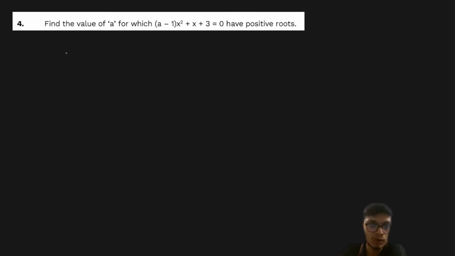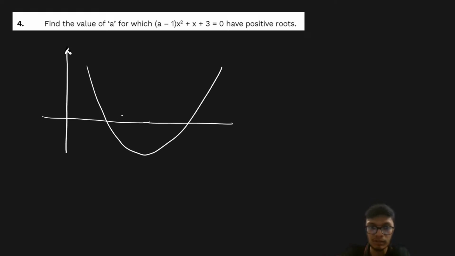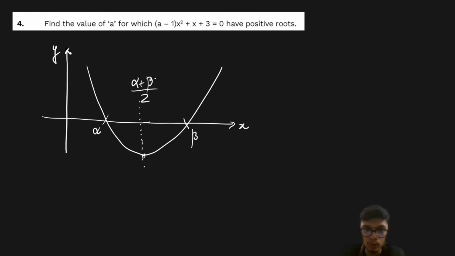If we have any quadratic equation, the graph of the quadratic expression is a parabola. Let us draw a quadratic like this. The roots are given as alpha and beta. If I have to make the roots positive, the first thing I have to ensure is that the midpoint of this region should be greater than 0, that is, (alpha plus beta) by 2 should be greater than 0. That's the first condition.